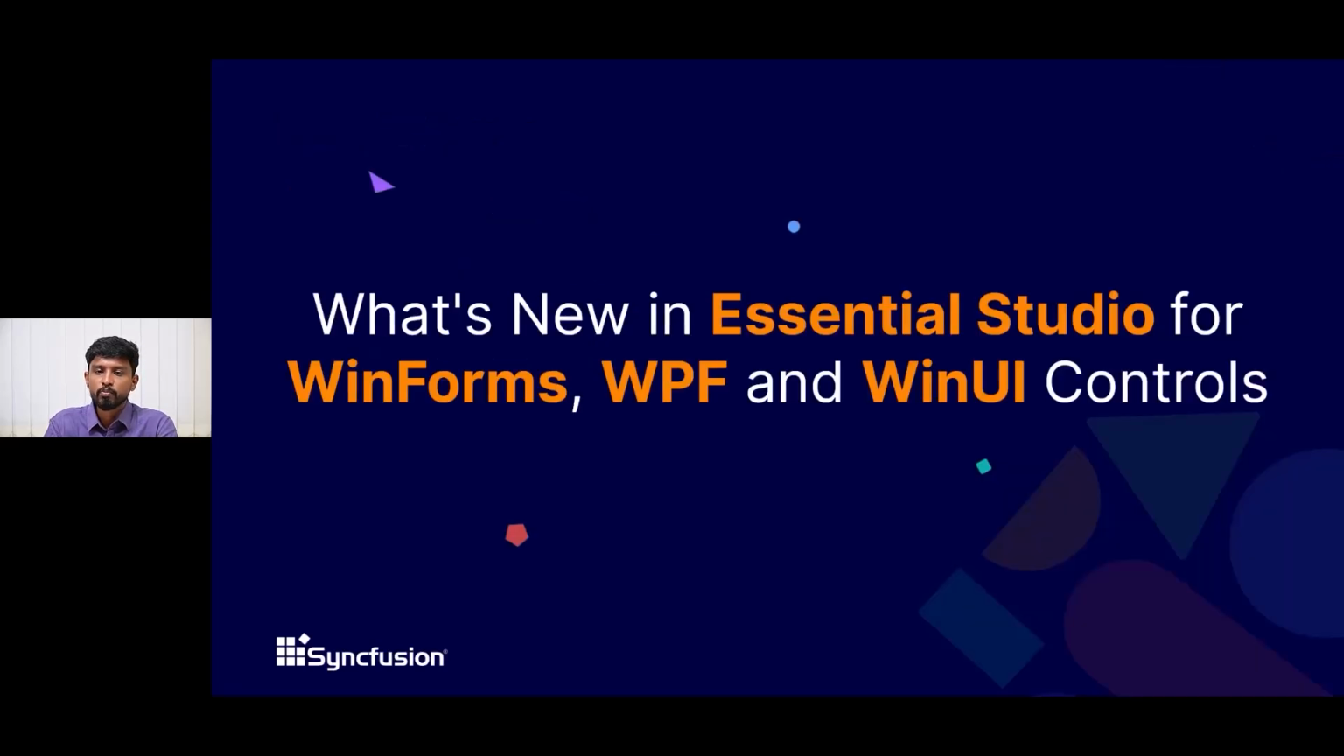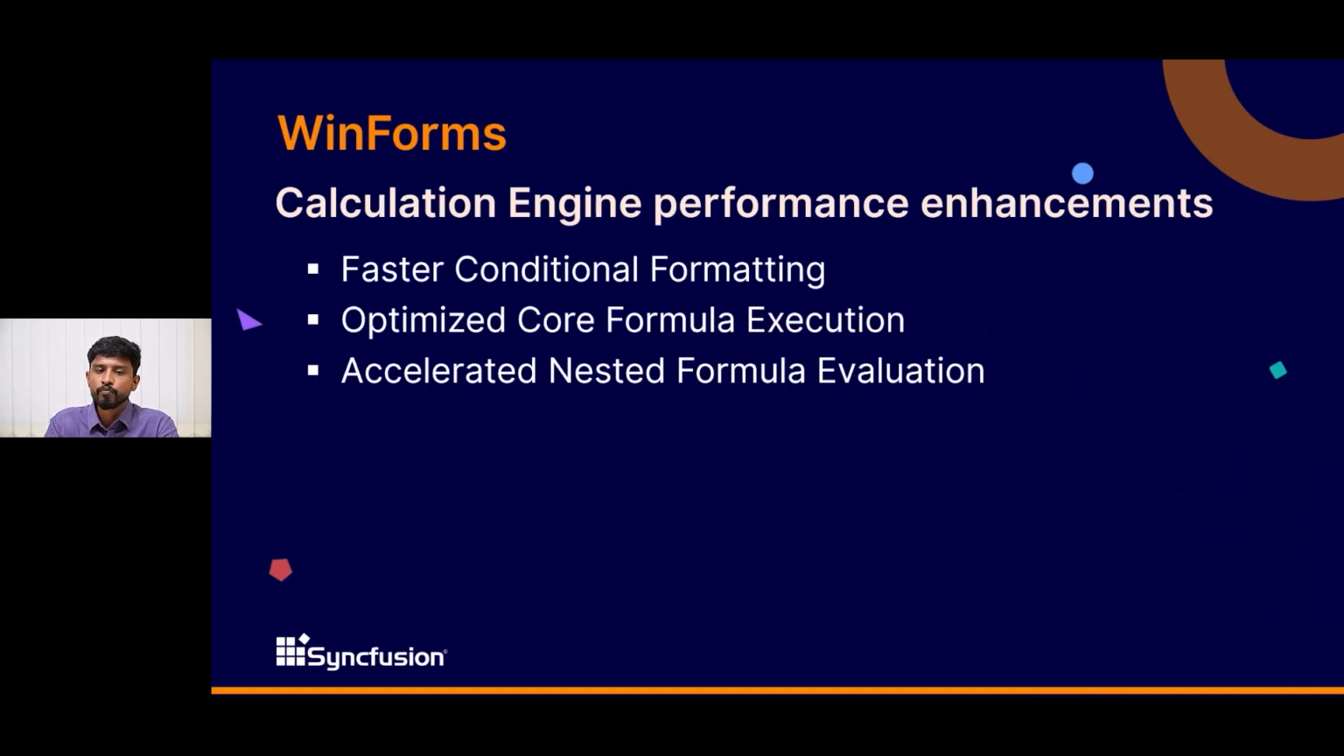So that completes the mobile part. Next, we'll move on to Windows. What's new in Essential Studio for WinForms, WPF, and WinUI controls? First, we'll check WinForms. We have calculation engine performance enhancements. This release delivers significant performance improvements to the calculation engine, where we have faster conditional formatting, and core formula execution is optimized. Then we have again faster nested formula evaluation. This enhances the speed and efficiency in these scenarios.